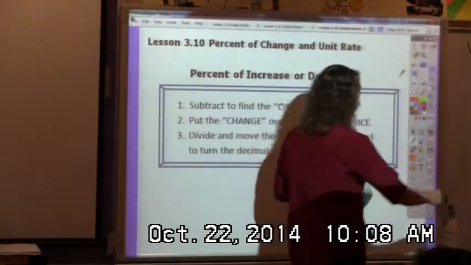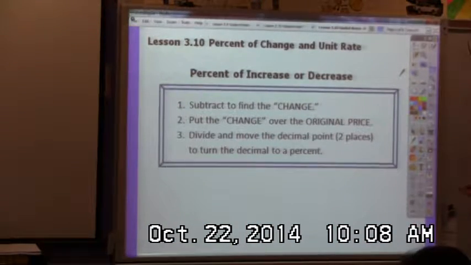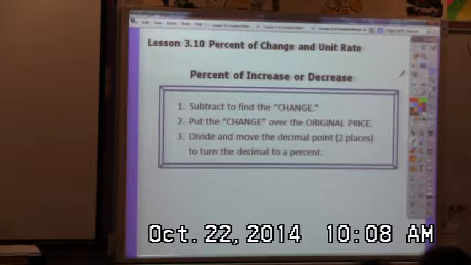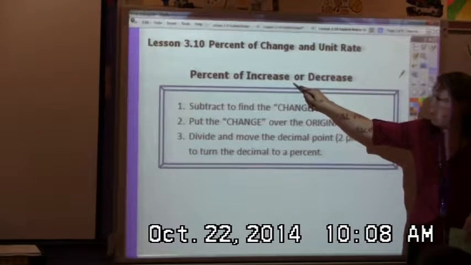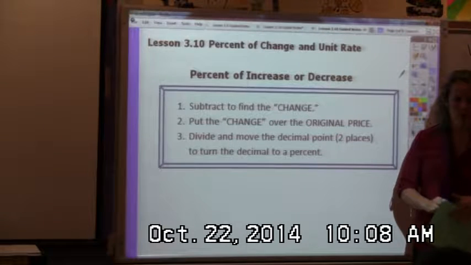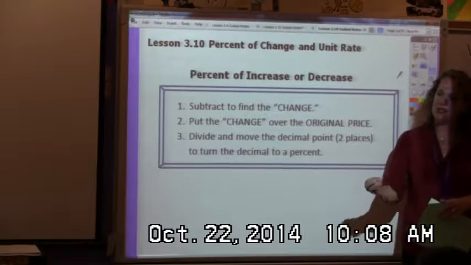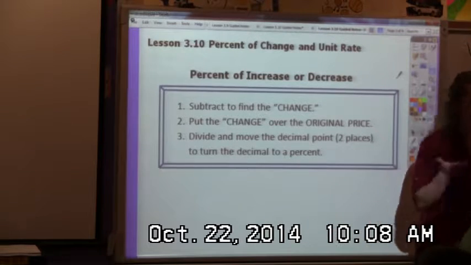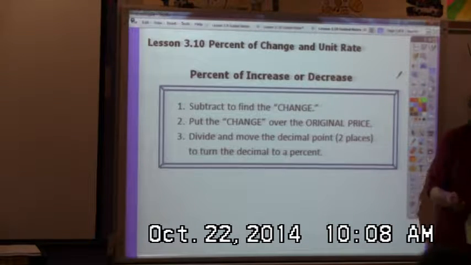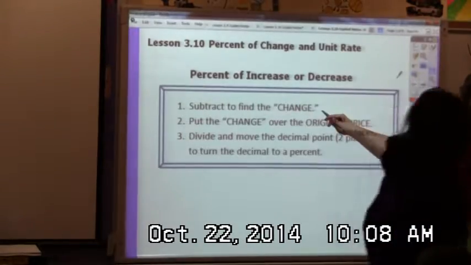Okay, now, we're also going to be looking at decreases. And whether it's an increase or a decrease doesn't matter. For percent of increase or decrease, we set it up the exact same way. The first thing we do is calculate how much the price changed. So if you have a new price and an old price, you're going to subtract them. Subtract to find the change.